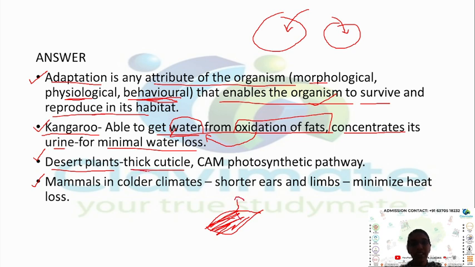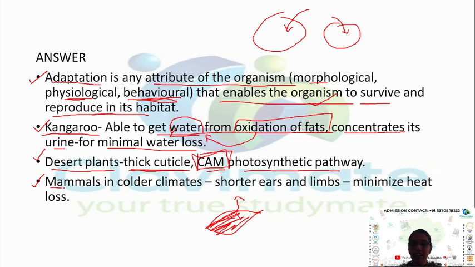So they have thick cuticle. Thick cuticle means less transpiration, and they have a specialized photosynthetic pathway called the CAM photosynthetic pathway, which is present only in desert plants. In this, they will open their leaf stomata only during the night time, so that their transpiration rate or water loss rate is reduced. So this is the adaptation by desert plants.